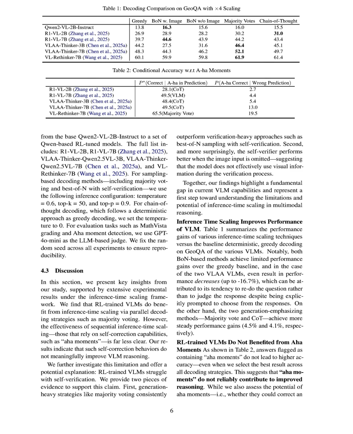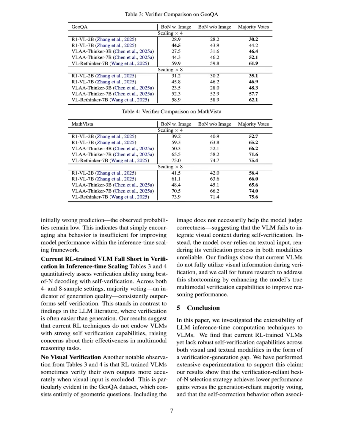Our findings reveal that methods emphasizing self-verification, such as best-of-n sampling, do not outperform generation-heavy strategies like majority voting, indicating that VLMs are not adequately leveraging their multimodal inputs. Additionally, we observe that VLMs sometimes perform better in verification tasks when visual inputs are omitted, suggesting a reliance on textual information that undermines their verification process.